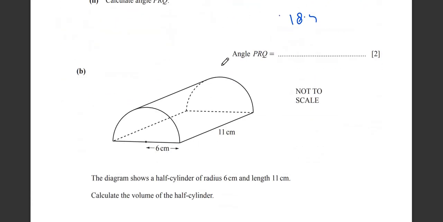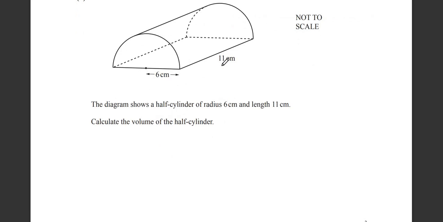Okay, moving on, we have part B. Part B actually says the diagram shows a half cylinder of radius 6 and length 11. Calculate the volume of the half cylinder.